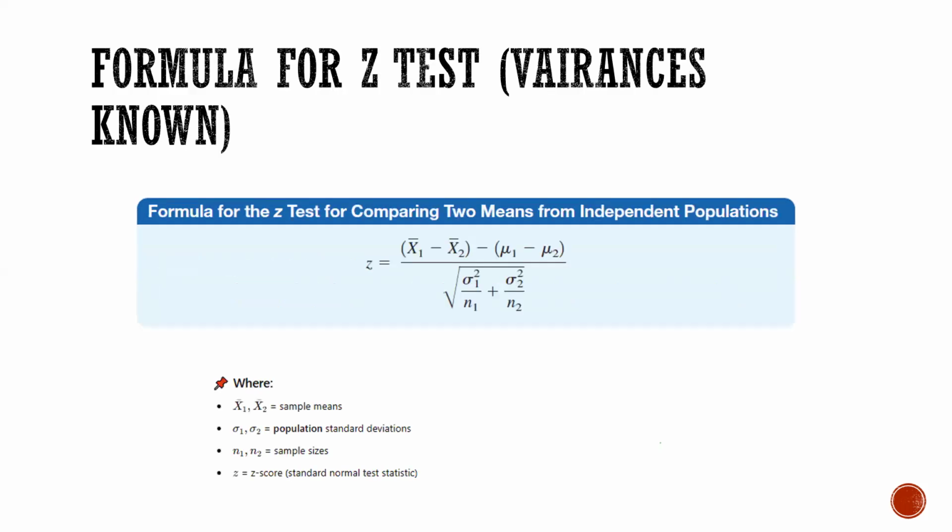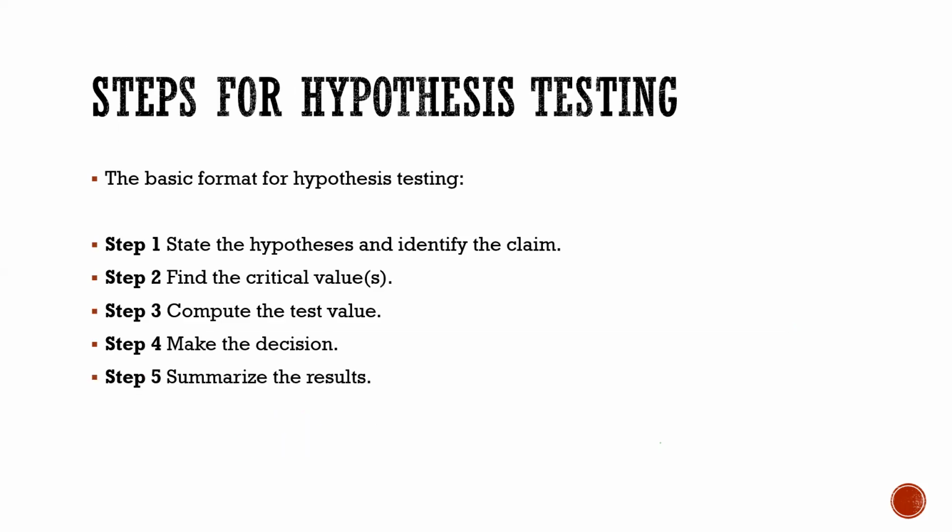This is the formula for a z-test, where variances should be known. So we have x1 minus x2, which is the sample means, mu1 minus mu2, which is the population means, and under the root we have the values for the population standard deviations, and n1 and n2 represent the sample sizes. So the steps for hypothesis testing are the same. We will state the hypothesis, find the critical value, compute the test value, make the decision, and summarize the result.